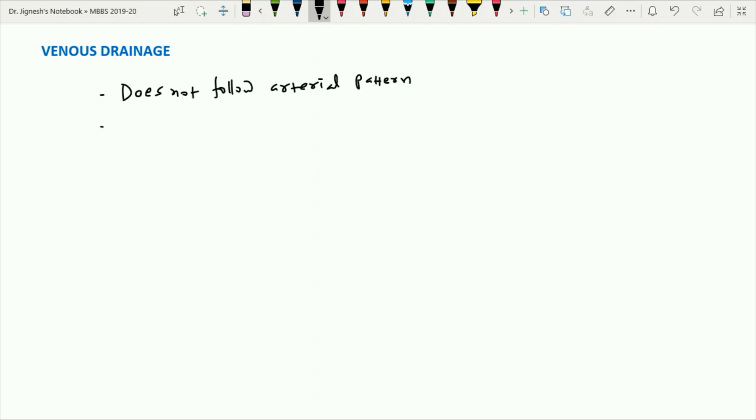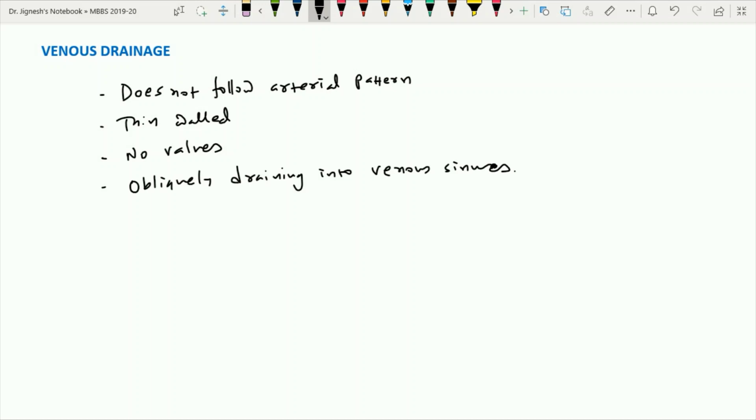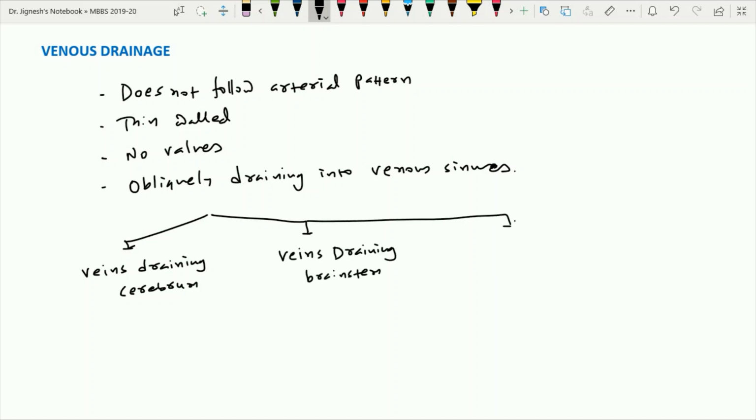The veins which drain the brain are thin walled, and the tunica media is nearly absent in each vein. These veins do not have valves. They mostly drain into the dural venous sinuses obliquely to prevent the collapse of these veins during an increase in intracranial pressure. There are three sets of veins to drain the brain: the veins draining the cerebrum, the veins draining the brainstem, and the veins draining the cerebellum.